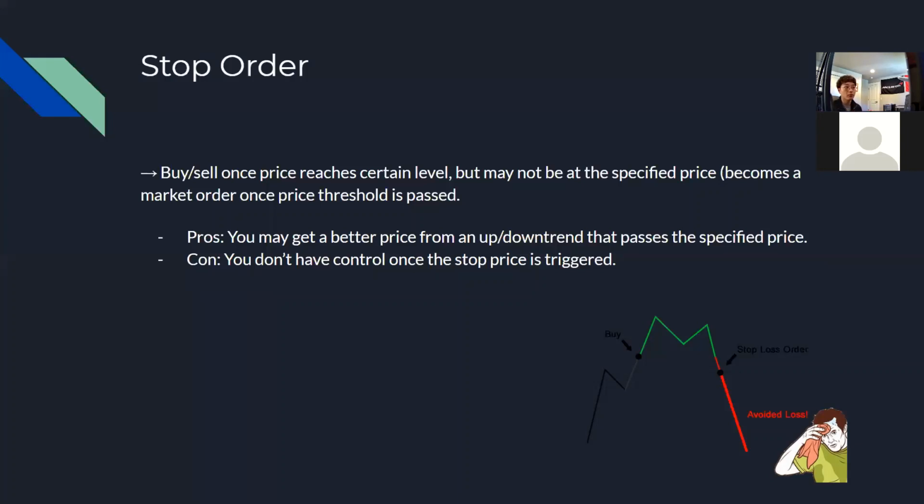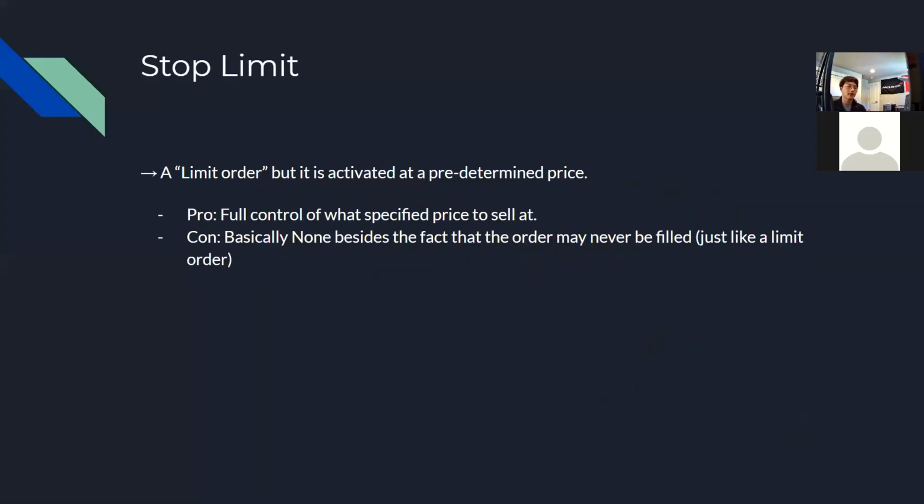So yeah, the pros will be that you may get a better price from an up or downtrend that passes the specified price. But one con is that you don't have control once the stop price is triggered. That brings us to another type of stop order, which is the stop limit order. Like I said, a limit order is basically saying to sell or buy at a specific price, and it will only buy at that price, other than a jumping around super volatile price. So once the price drops below the stop threshold, it will actually buy only at that limit price that you specify.